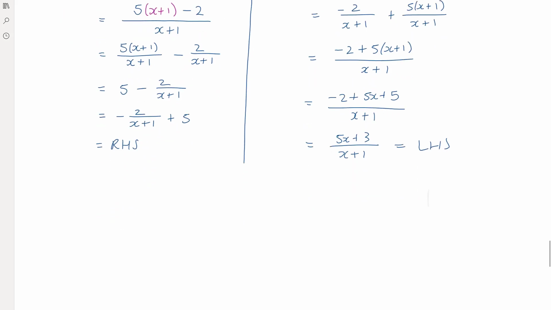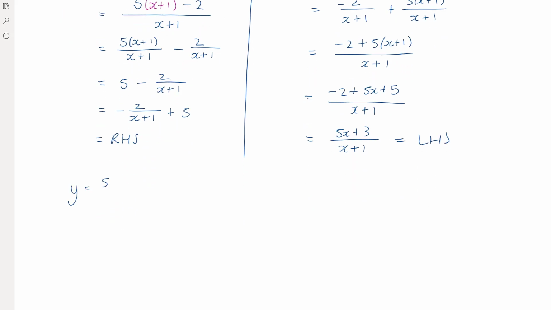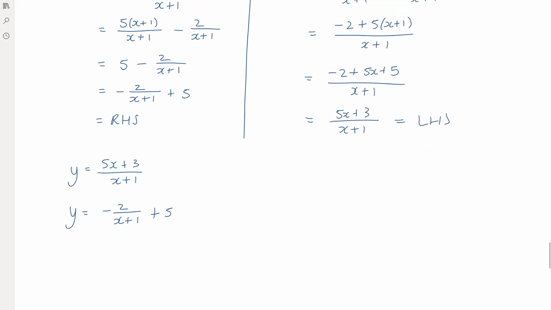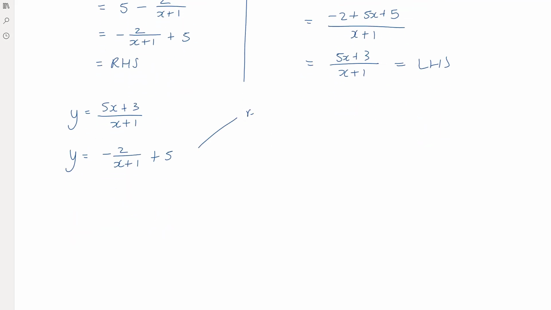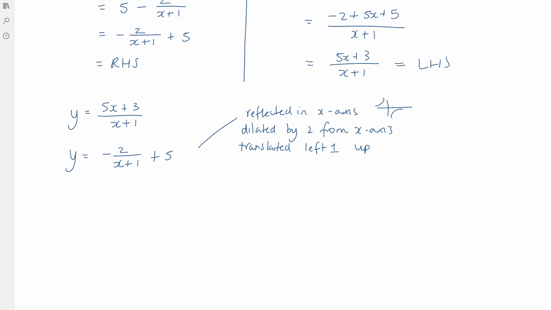Okay, so now that we've shown that these two things are equal, if we are trying to sketch the graph of y equals 5x plus 3 over x plus 1, we are being asked to sketch the graph of negative 2 over x plus 1 plus 5. Okay, so thinking about what's happening with this graph, this is reflected in the x-axis. So our graph shape relative to the asymptotes will be in the second and fourth quadrants. It is dilated by a factor of 2 from the x-axis. It is translated left 1 and up 5.